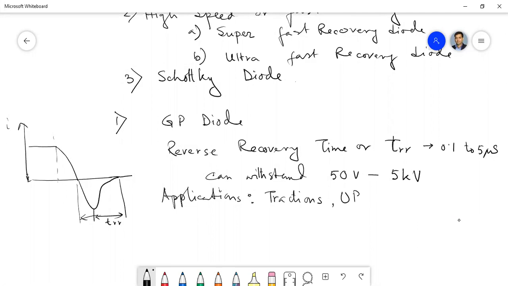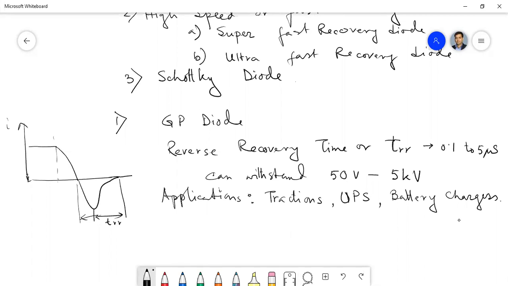And in the UPS, uninterruptible power supplies, we use general purpose diodes, and also in battery chargers, because nowadays battery chargers are much popular, such as chargers for electric vehicles. Otherwise, for your mobile and all, the charger size is very small, but still we need some diode, though it is very small in size, a power diode. But for larger size battery chargers, we use the general purpose diodes.